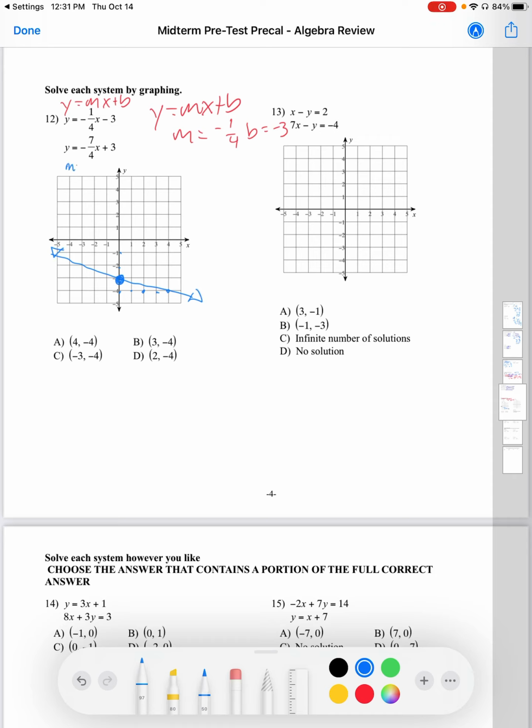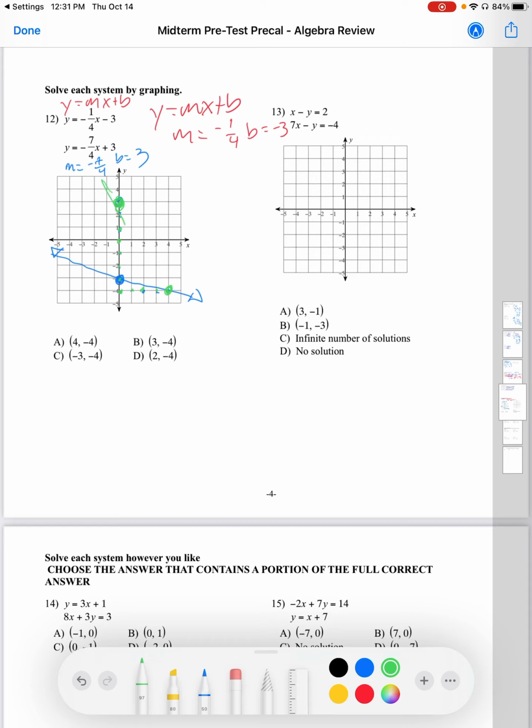This one here, our m is -7/4. Our b is 3, so that's where we begin our y-intercept, up 1, 2, 3. -7/4, that's down 1, 2. I'll make that a different color. It's going to be down 1, 2, 3, 4, 5, 6, 7, and then +4, so over 1, 2, 3, 4.